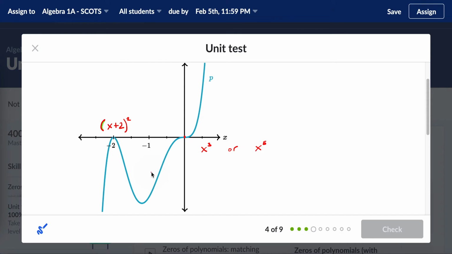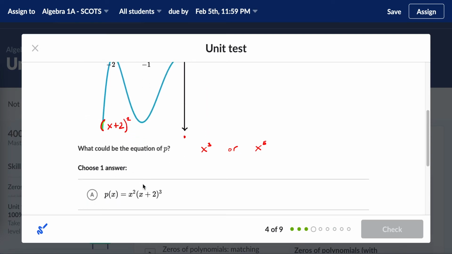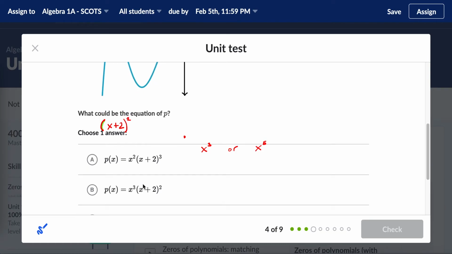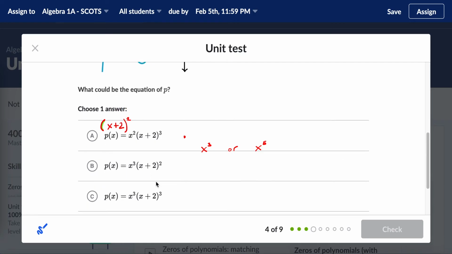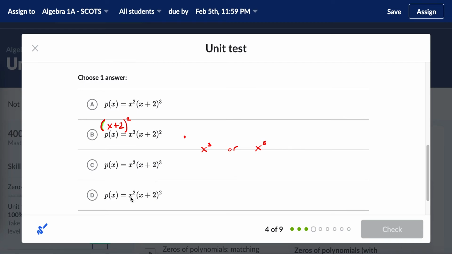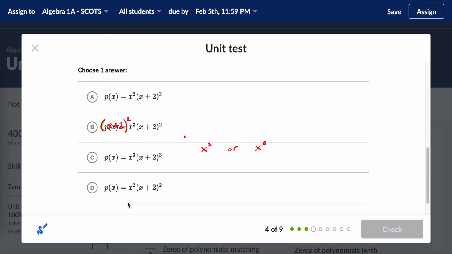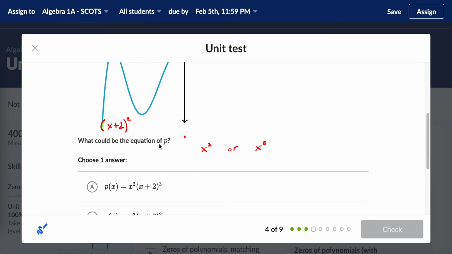So let's take a look at what are the options that we've been given. These are possibilities of our graph right here. You can see this one here is a possibility for us, right? We said, okay, x to the 3rd is possible, and x plus 2 squared was our root. Certainly x plus 2 squared is our root.